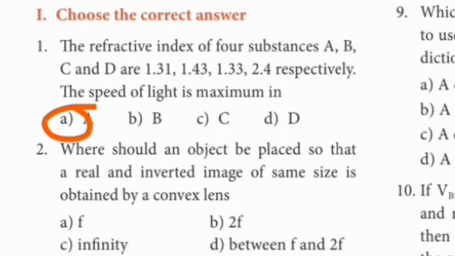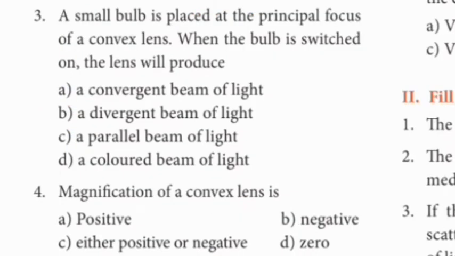Second question: where should an object be placed so that a real and inverted image of the same size is obtained by a convex lens? Options: F, 2F, infinity, between F and 2F. The answer is 2F.